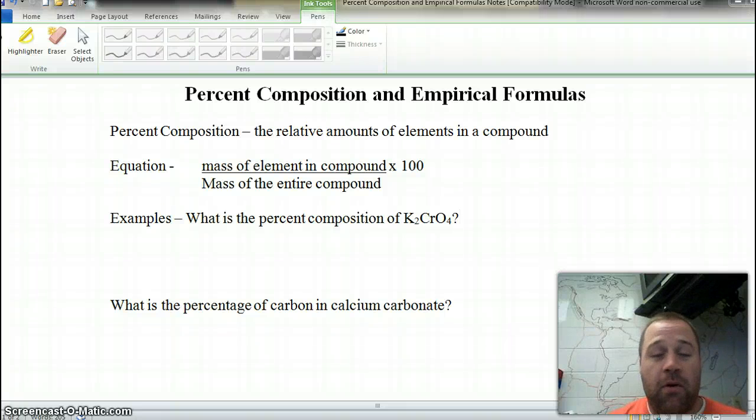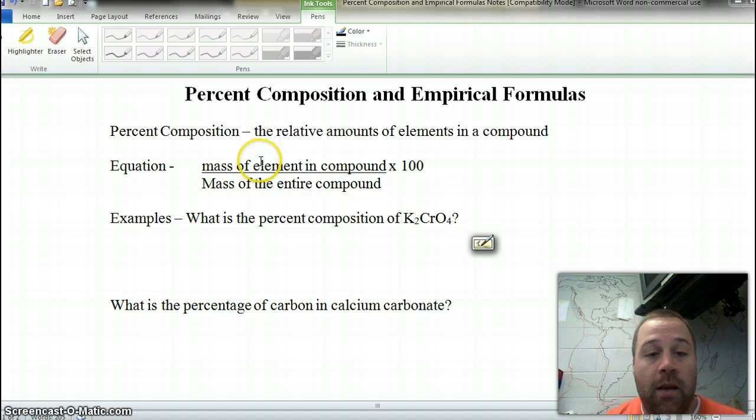Percent composition and empirical formulas are both based off of things that we've done already. For percent composition, we're going to be looking at molecular mass and just doing one extra step with that. For empirical formulas, we're going to be doing gram to mole conversions and then doing another step or two on top of that as well. So for percent composition, we're just looking for the relative amount of an element in a compound. So you can see the equation right here.